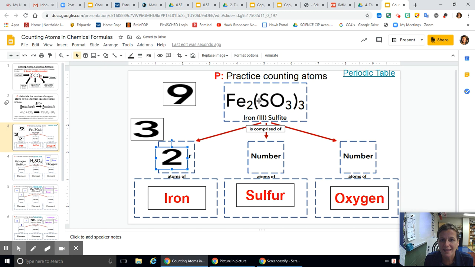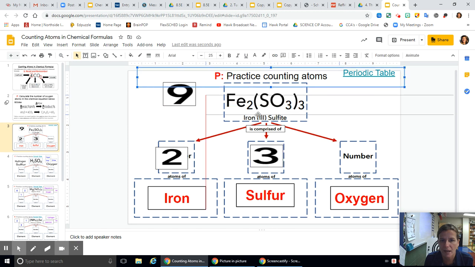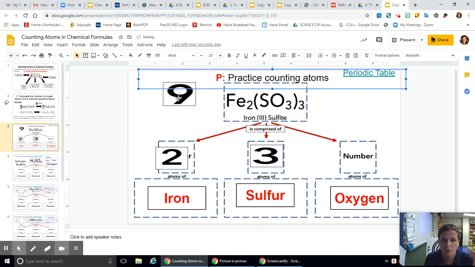Okay, and then here with my parentheses, I have to take that subscript outside and multiply it by the subscripts inside. So let's look at sulfur. So sulfur does not have a subscript, so it's just 1 atom of sulfur. So 3 times 1 would give me 3 sulfurs. So I'm going to drag that over here. And then looking at oxygen, I have to take that subscript outside and multiply it by the subscript inside. So 3 times 3 is 9.